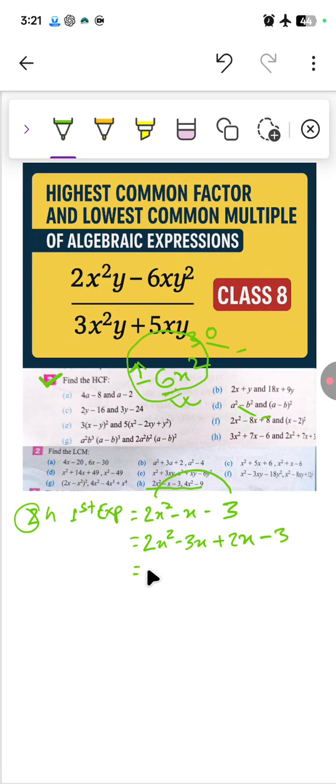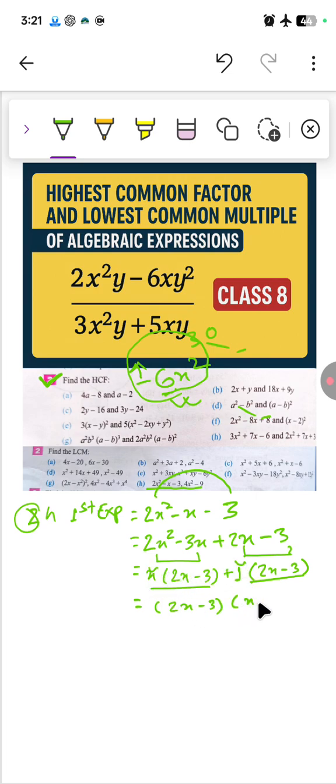We have split the middle term. Now take common. Between these, x is common. What is left? 2x minus 3. In between these two, nothing is common, then 1 is always common in every term. So I'll take 1 as common, and write both the terms inside the bracket. So in both the terms now, 2x minus 3 is common. Write it at one place in a bracket, and the left one should be written in another bracket in product form. So the first expression is found in product form.